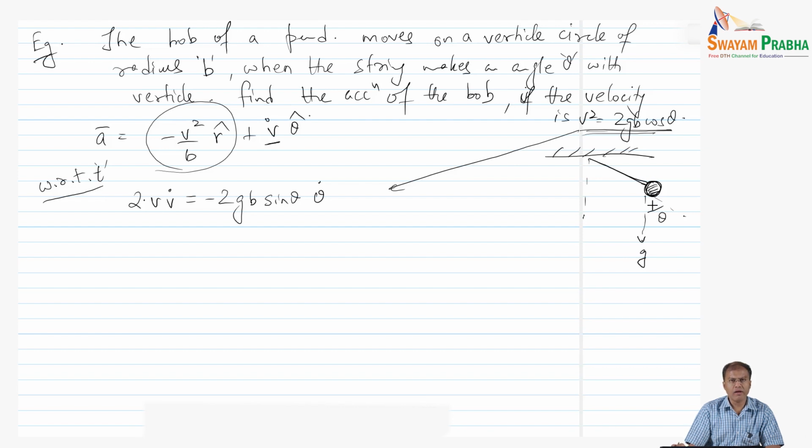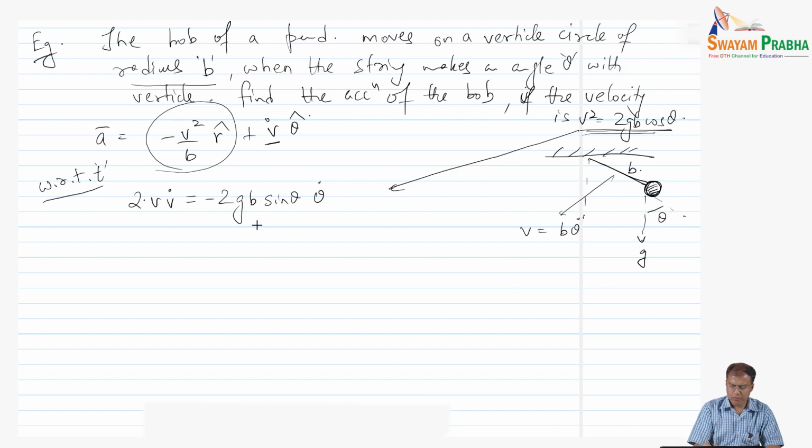The pendulum is moving along a circle of constant radius. So we have that v is also equal to b theta dot, right? Because b being the radius of the pendulum, so b theta dot, right?